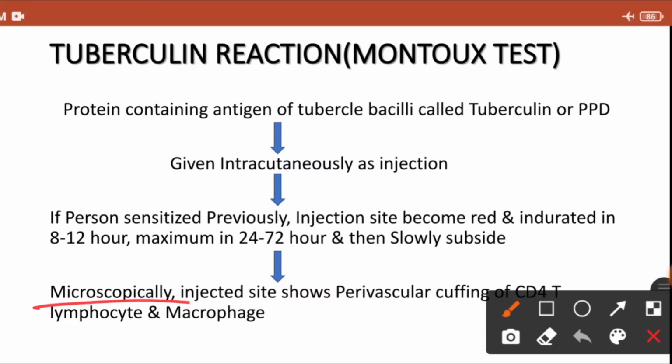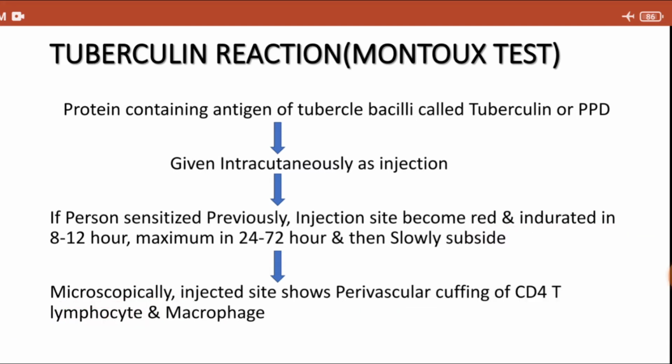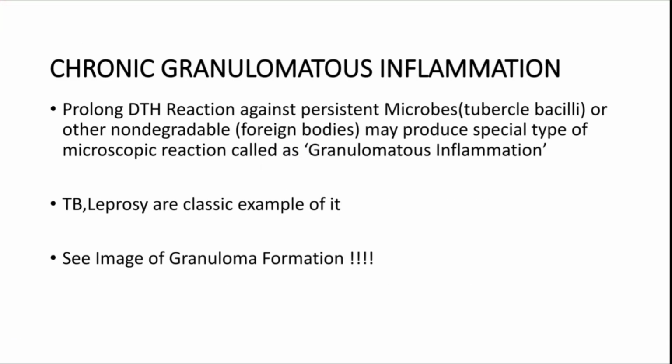And if you observe such a red and indurated lesion microscopically, then obviously it is CD4 mediated inflammation. So the person will have perivascular cuffing of CD4 T lymphocytes, right? The macrophages could also be there. All right. And now we will see chronic granulomatous inflammation.